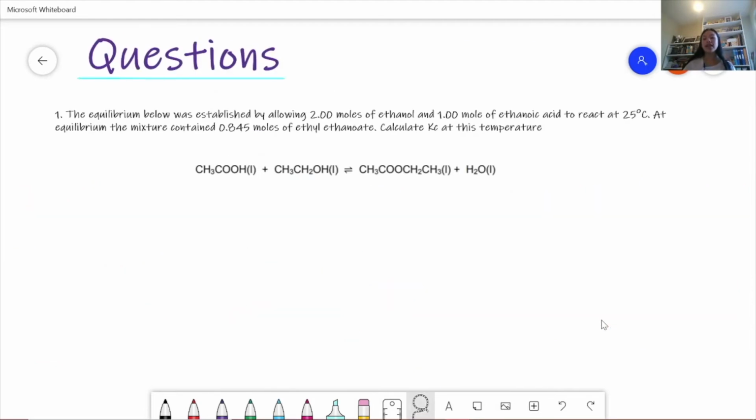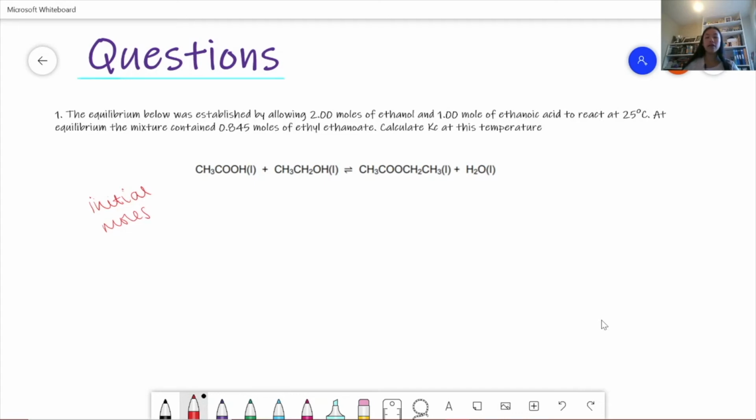The first one says that the equilibrium below was established by allowing 2 moles of ethanol and 1 mole of ethanoic acid to react at 25 degrees. At equilibrium, the mixture contained 0.845 moles of ethyl ethanoate. Calculate Kc at this temperature. So I'm just going to use the equation given. I'm not going to write it out again. But we first start off with writing the initial moles, which have been given to us in the question, so we don't actually need to work them out.